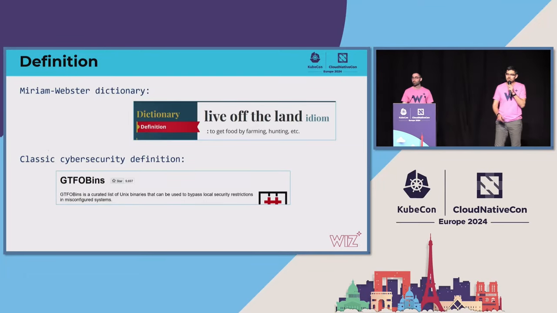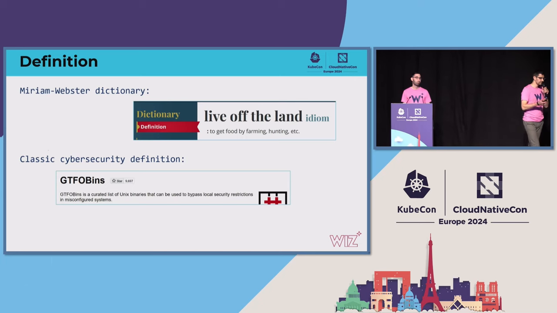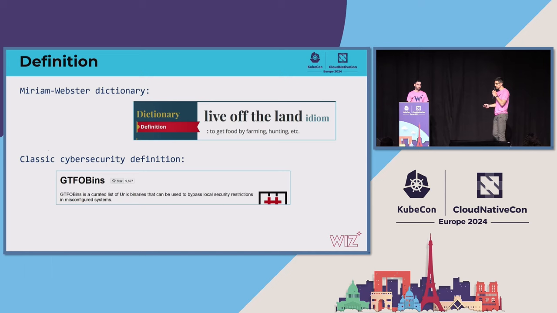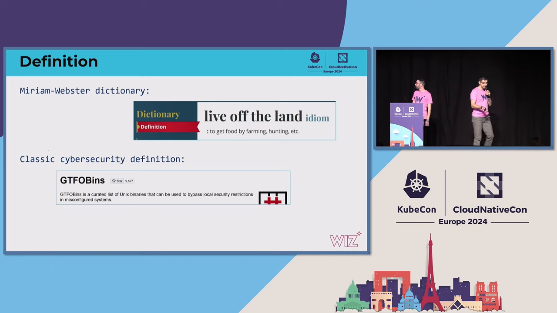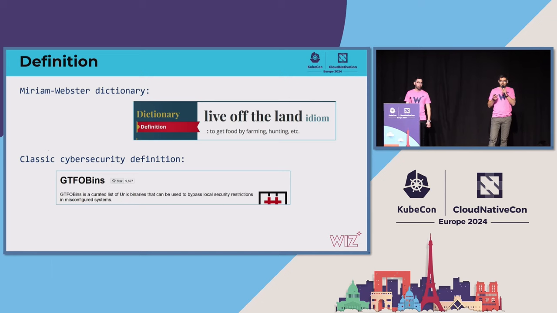All right, so what are we talking about here today? Living off the land techniques. Let's go to basics. Let's start with the definition. The Merriam-Webster dictionary defines living off the land as getting food by farming, hunting, etc. Okay, we know that. But there is this element of using what's available in the environment. And that's so true for the classic cybersecurity definition, right? Albeit in the classic definition, it's talking more about binaries on the host, right?